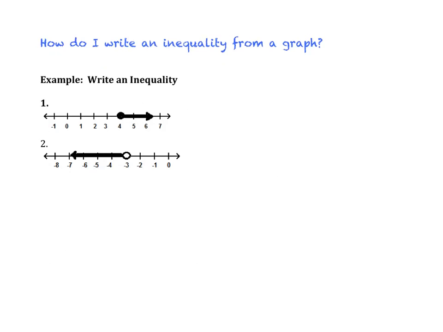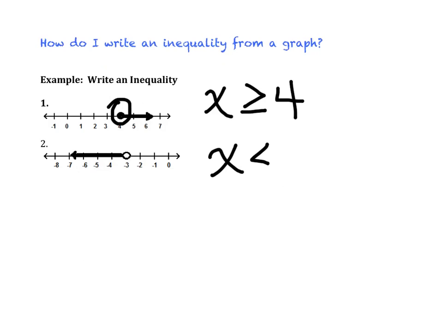So how do I go ahead and write an inequality from a graph? Let's take the first one. I've got 4, so I'm going to say x, and now it's going greater than, but I need to determine, is it going to be greater than or equal to, or is it just going to be greater than? Because I've got a closed circle, it's going to be greater than or equal to 4. Our next one, on my graph, I've got x, and because I've got the open circle and it's going to the left, it's going to be less than, but I'm not going to have the equal sign because it's just less than -3.